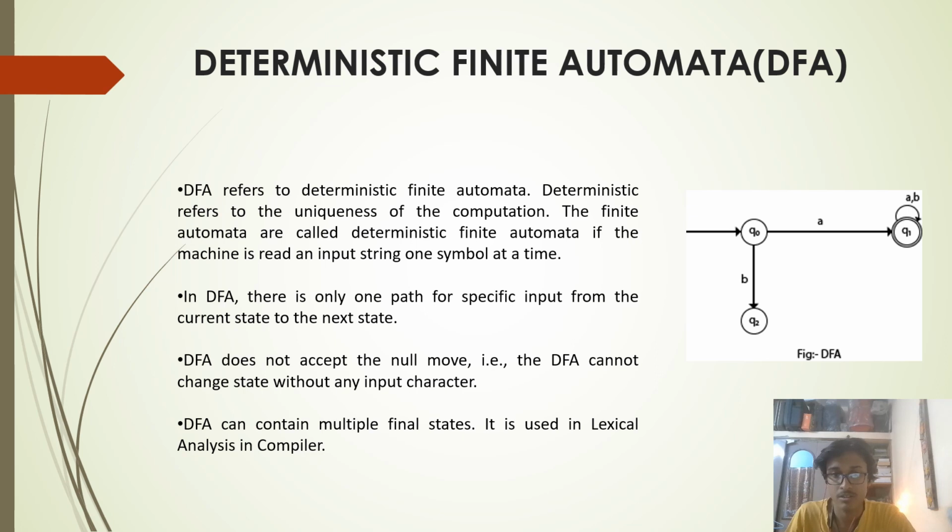So here you can see Q0 is going to another state, Q1, and Q1 is the final state. The DFA can contain multiple final states. It is used in lexical analysis and compilers. This is just a simple example for DFA.